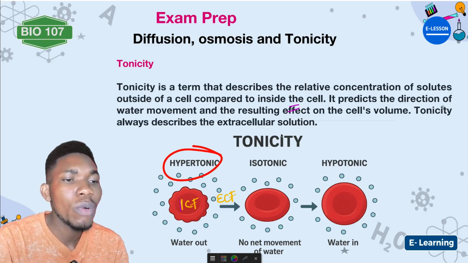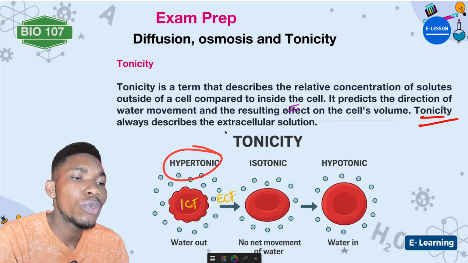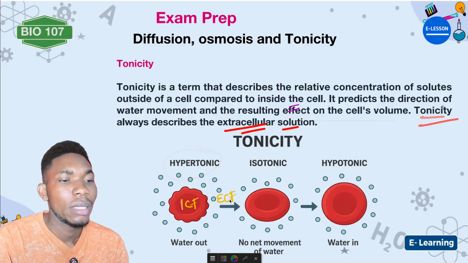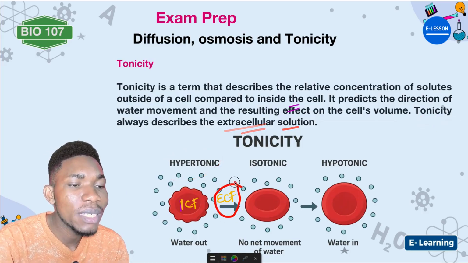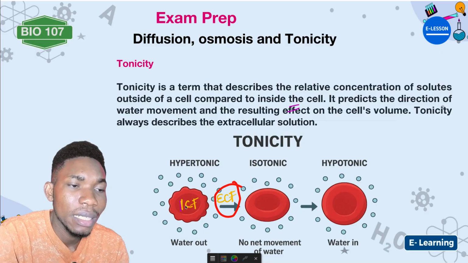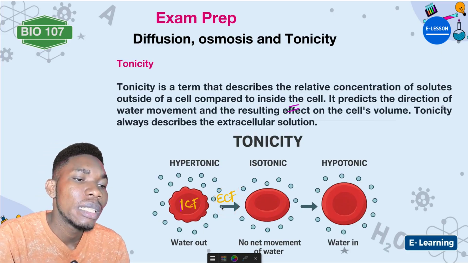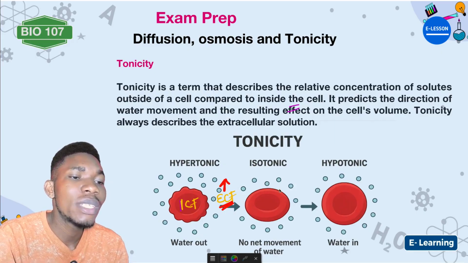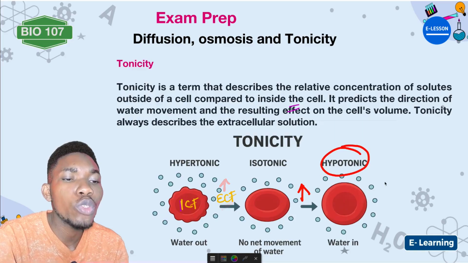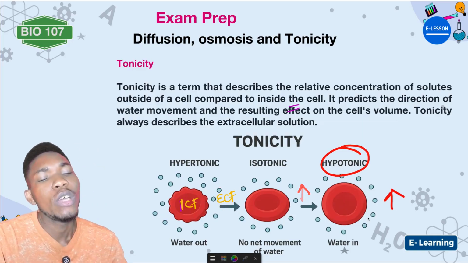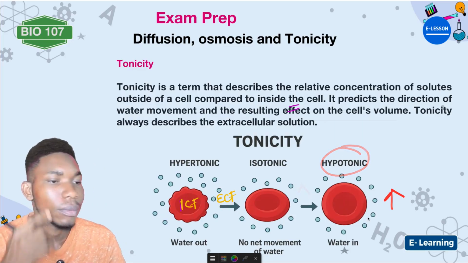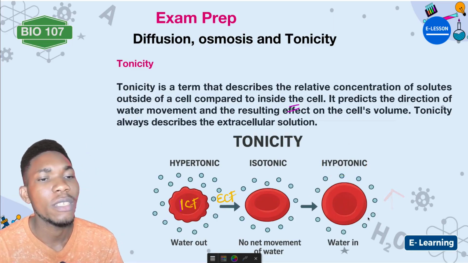When we talk about tonicity, we always refer to extracellular, that means the one outside of the cell as compared to the inside. So if we say it is hypertonic, we are saying the outside is hypertonic. If we say it is isotonic, outside is isotonic. If we say it is hypotonic, outside is hypotonic. So what does each of these mean?